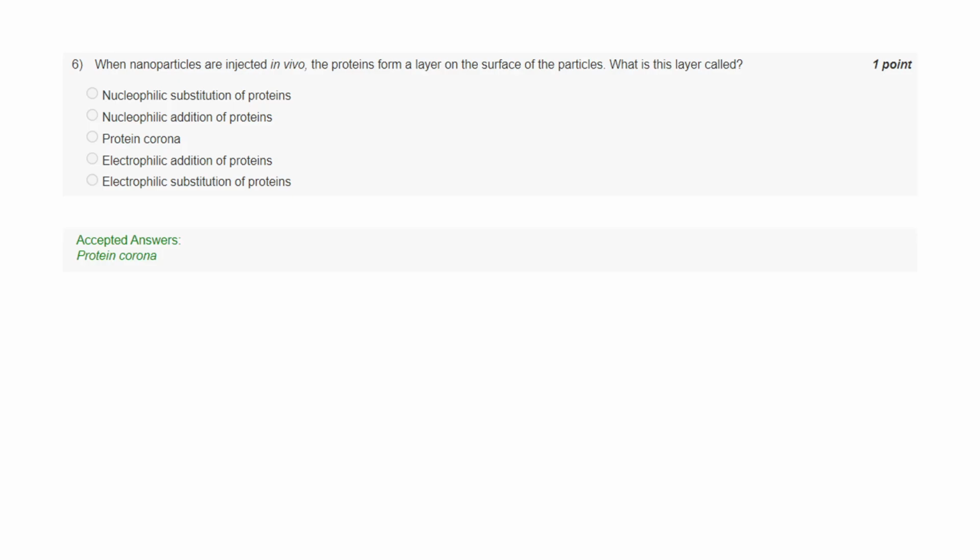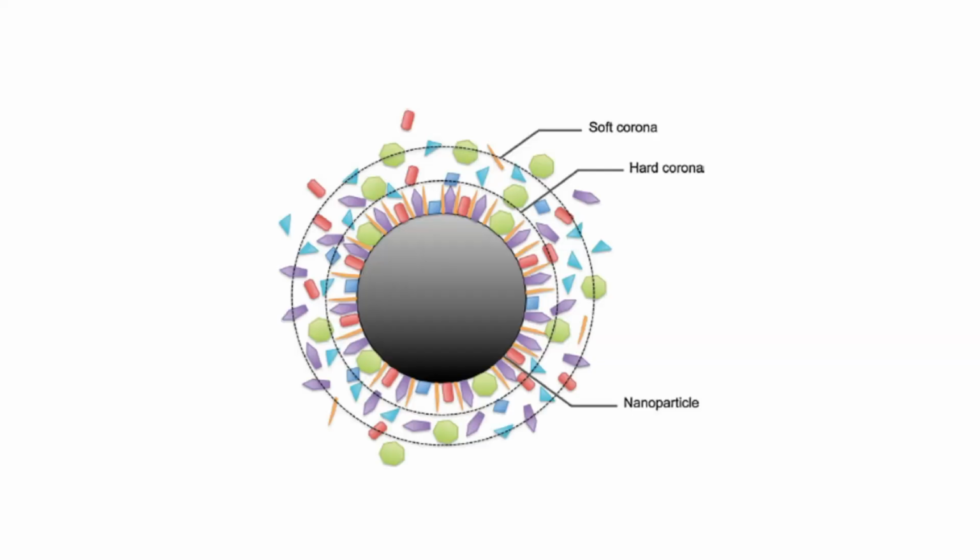No? Okay. Yes. All of you are correct. The correct answer is protein corona. This is what happens when you inject a nanoparticle inside the body. The proteins are going to form layers like this. It can be a hard corona or a soft corona based on how stable that layer is.